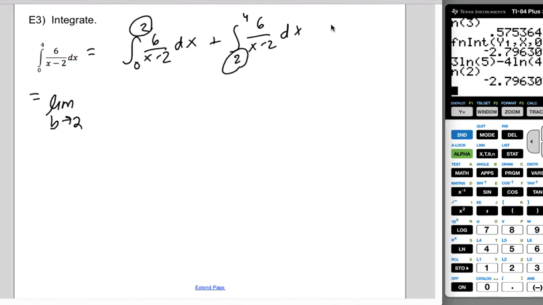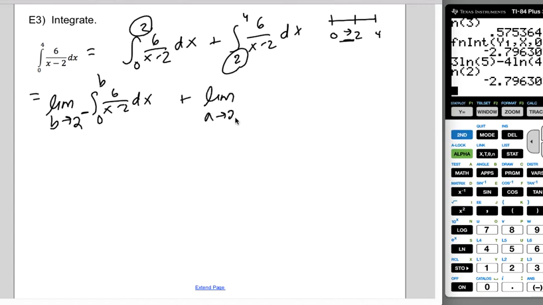If you picture the window from 0 to 2, so here's 0, and here's 2, and here's 4, this window is going to be approaching 2 from the left, going from 0 to b of this value. And then this integral is going to be the limit as, and I'm going to use a for the bottom bound, we approach 2 from the right, because we're to the right of 2, from a to 4. As weird and tedious as this seems, it's pretty easy to find the antiderivative because you're going to find the same one twice. It's still 6 over x minus 2 in both cases.